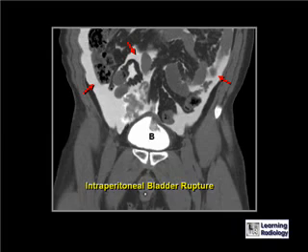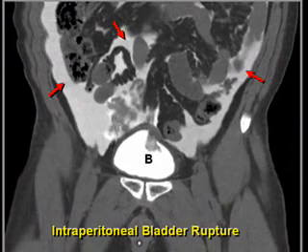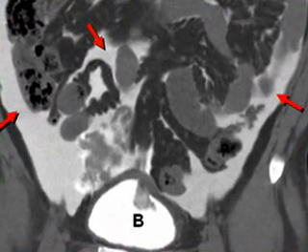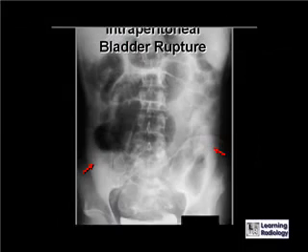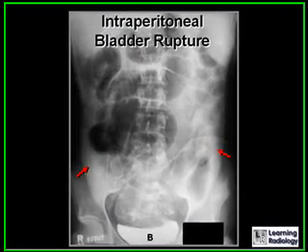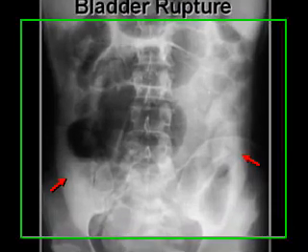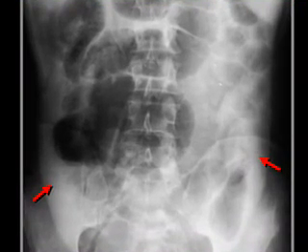This is a CT scan of an intraperitoneal bladder rupture. The B is on the bladder, and you can see the contrast indicated by the red arrows, which is now flowing freely through the peritoneal cavity and which is surrounding the loops of bowel in the peritoneum. This is a conventional radiograph of an intraperitoneal bladder rupture. The contrast was administered into the bladder through a cystogram, and you can see that the contrast flows freely through the paracolic gutters.